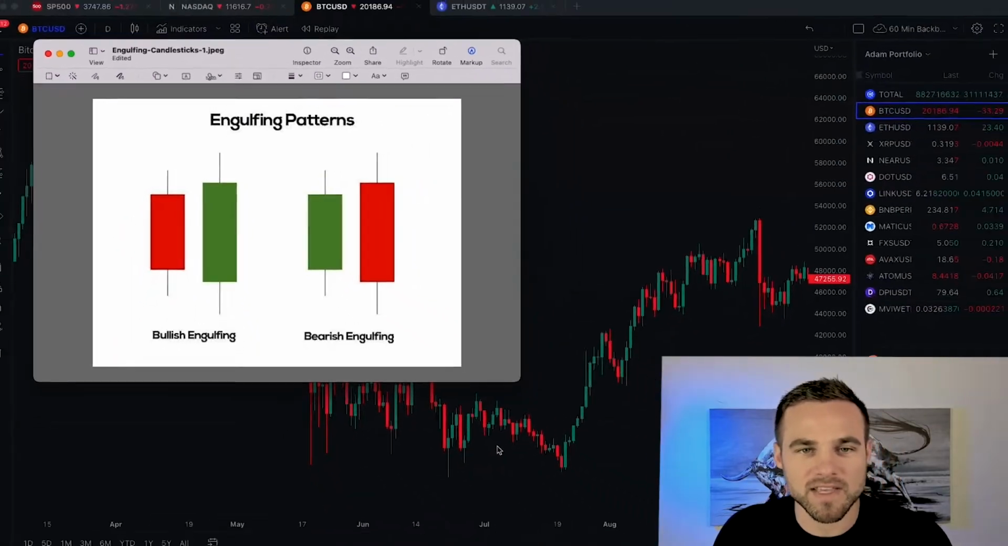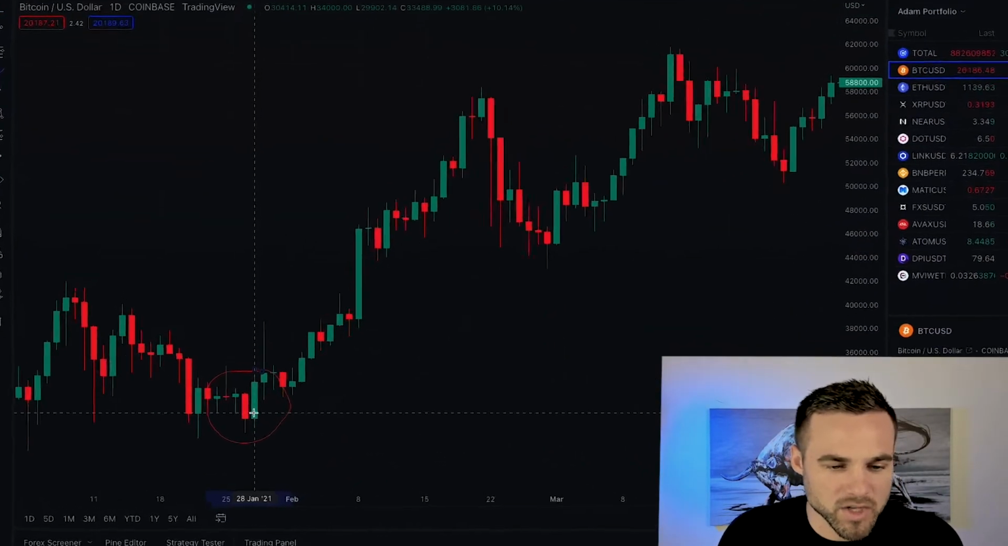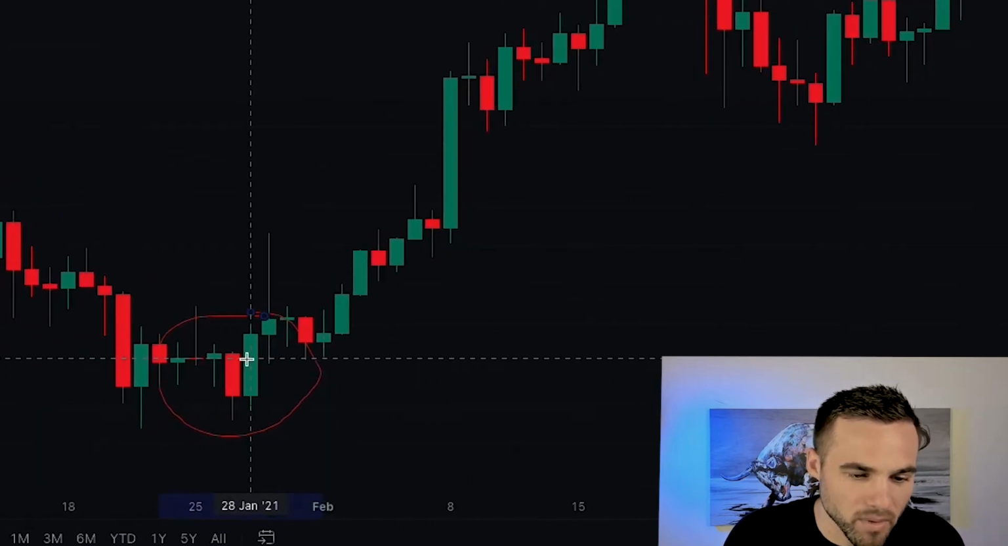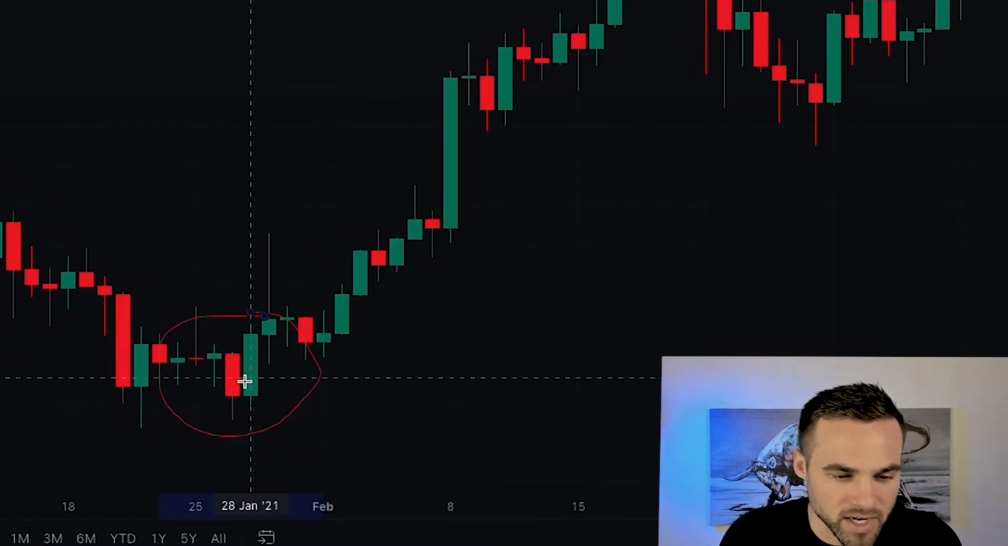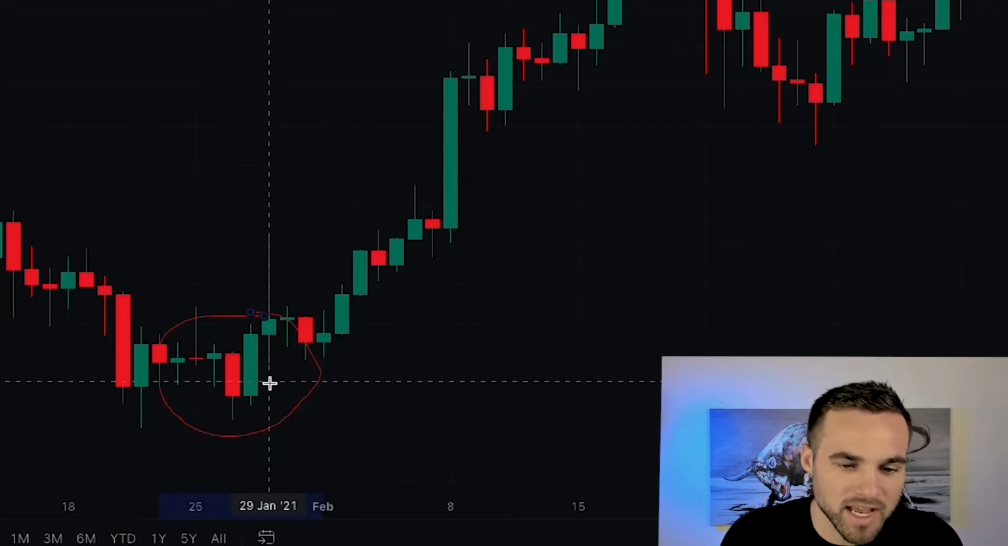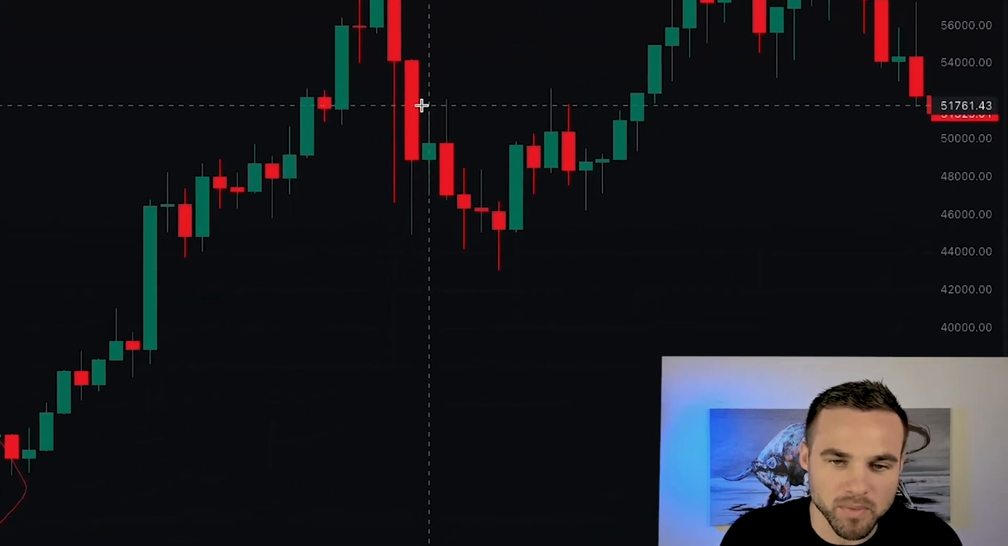So let's take a look at these and find these on the chart. Okay, so here on the Bitcoin daily chart, we saw an example of a bullish engulfing candle. This green candle completely engulfed the previous red candle, and as you can see, price moved on upwards.